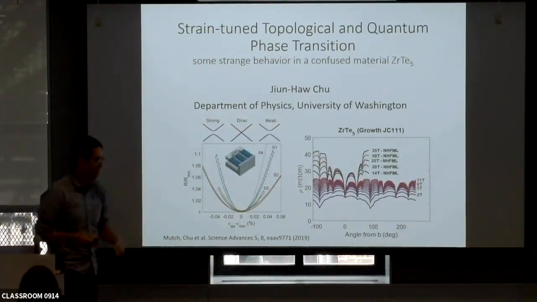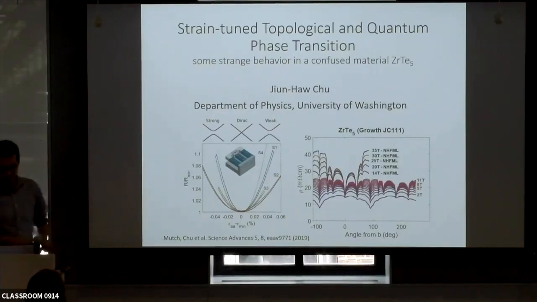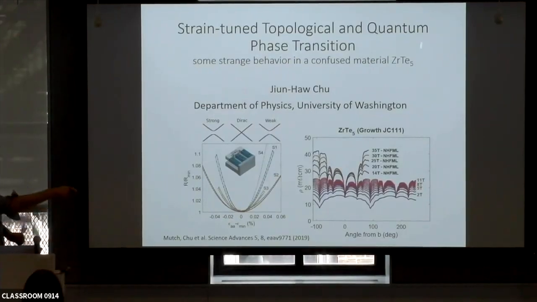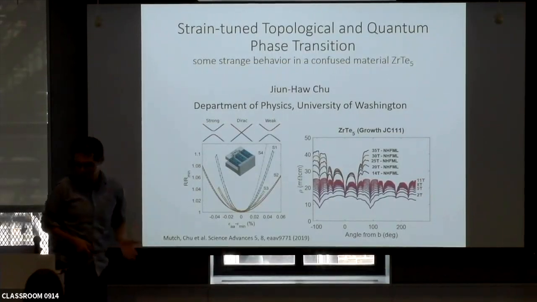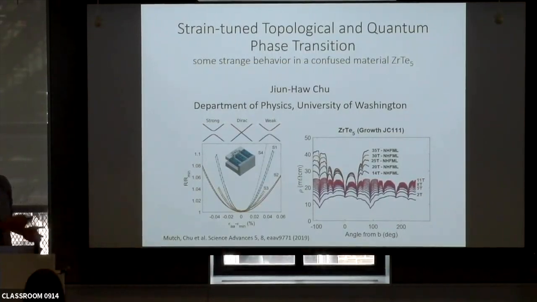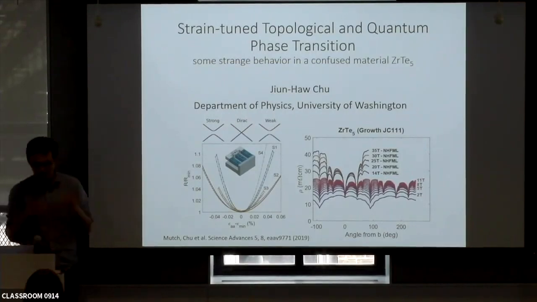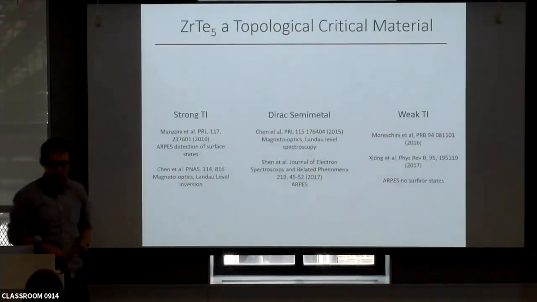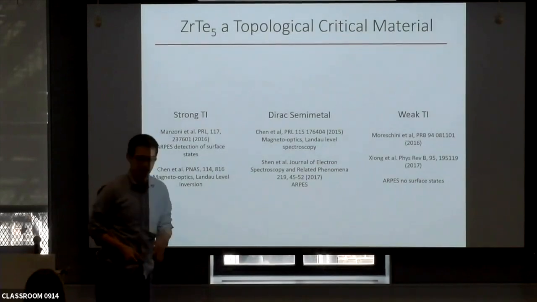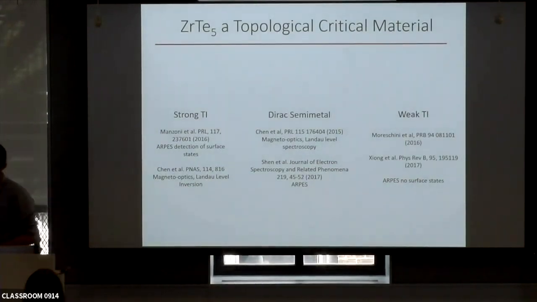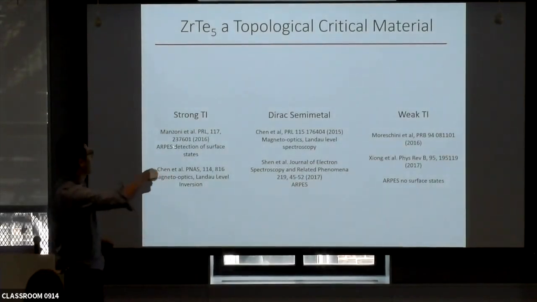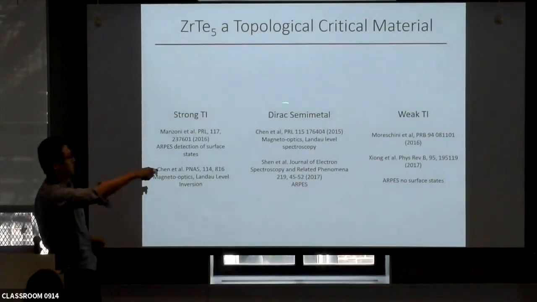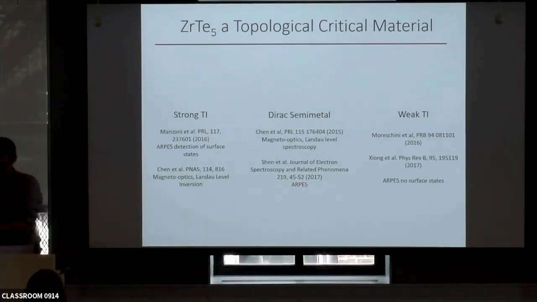Okay. So I was mostly talking about this material, zirconium tellurium 5, and showing some interesting results out of this. It's very interesting because it's a very confused material. What do we mean by confused material? If you Google search zirconium tellurium 5, or try to find papers on it, you will find a bunch of different papers saying different things. Some of them say it's a strong topological insulator, some say that it is a gapless Dirac metal, and some say that it's a weak topological insulator.